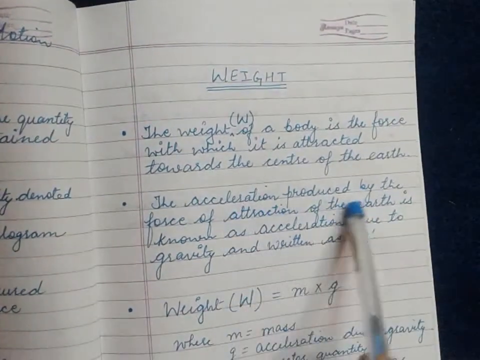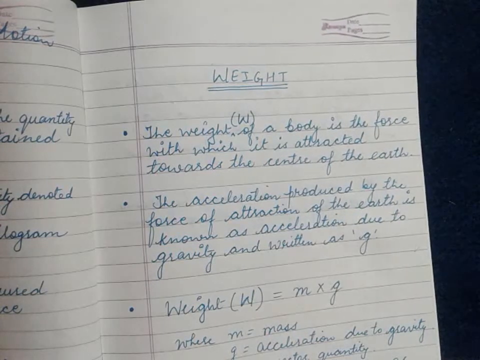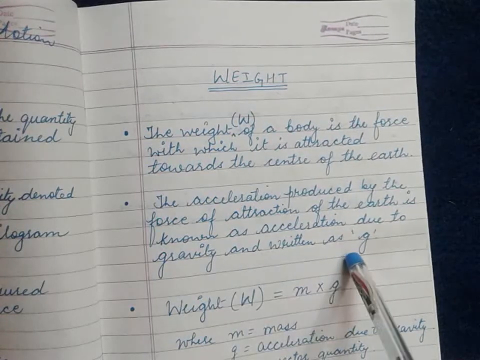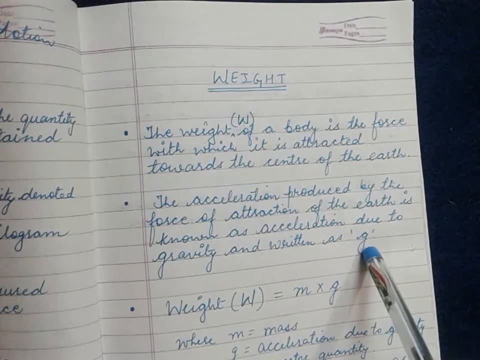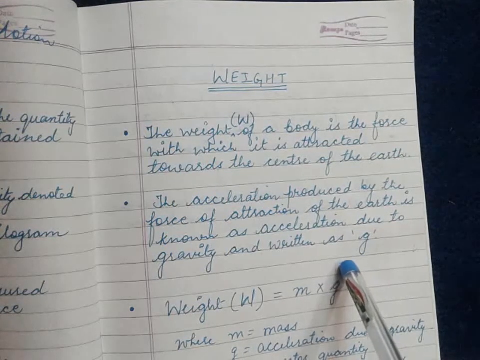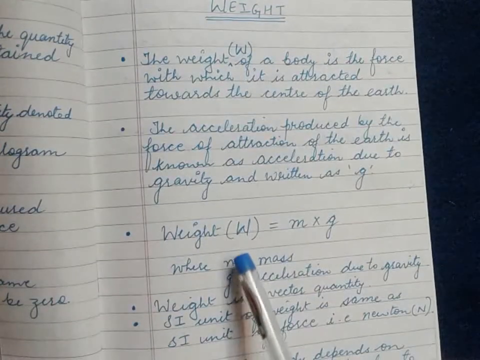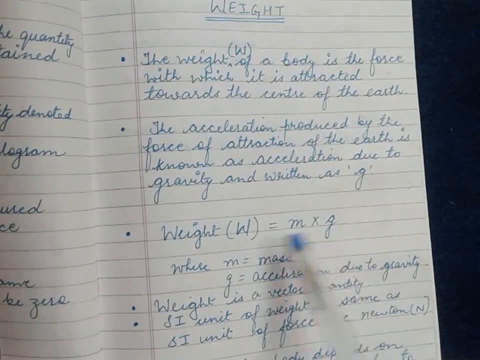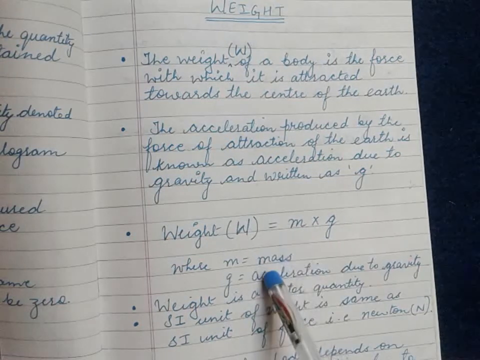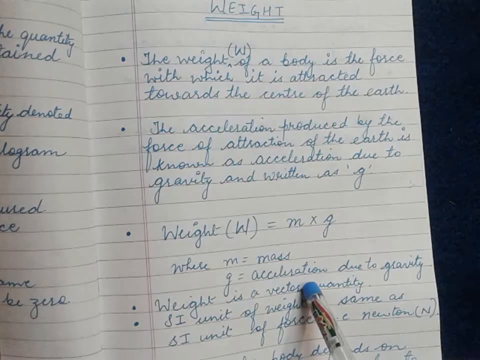The acceleration which is produced by the force of attraction of the earth is known as acceleration due to gravity, and it is denoted by symbol g. Small letter g denotes acceleration due to gravity. Weight of a body is always equal to m into g. This is the formula for calculating the weight of the body. m denotes mass of the body and g denotes acceleration due to gravity.